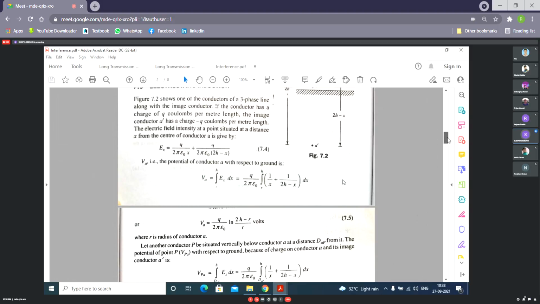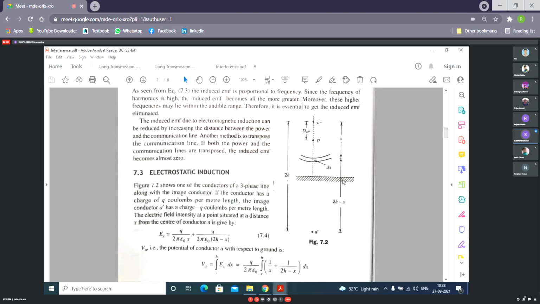Now let us consider, this is the power line conductor. Let us consider a communication line conductor P is placed here.